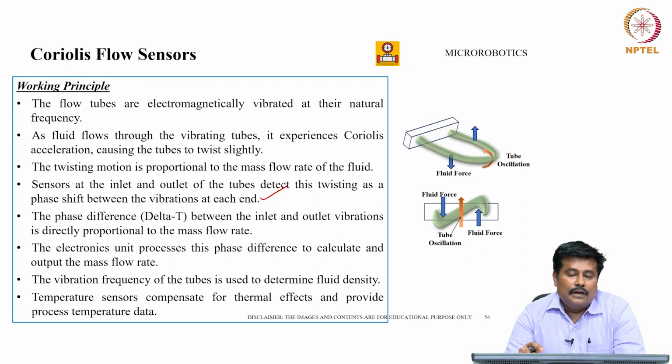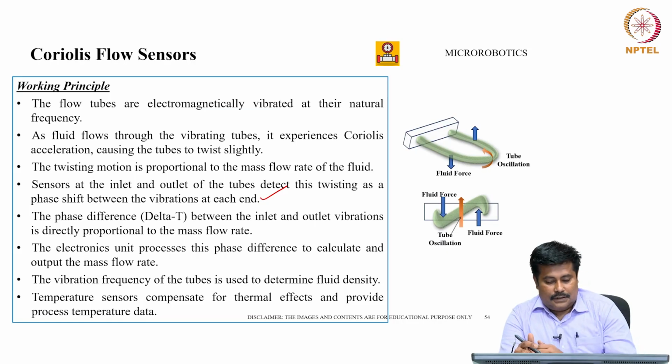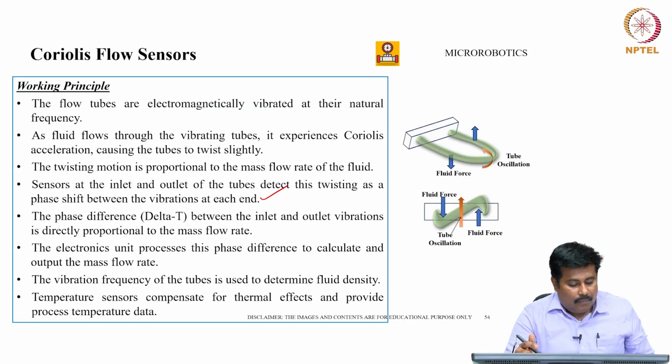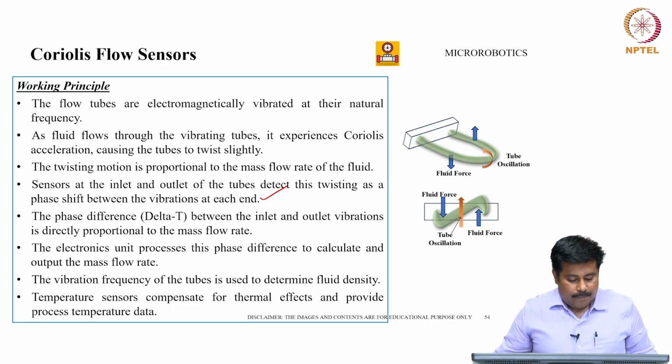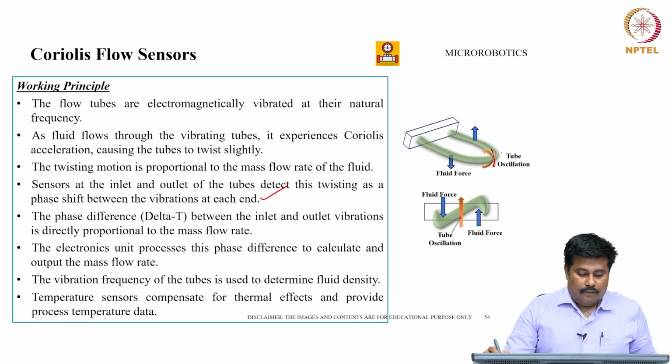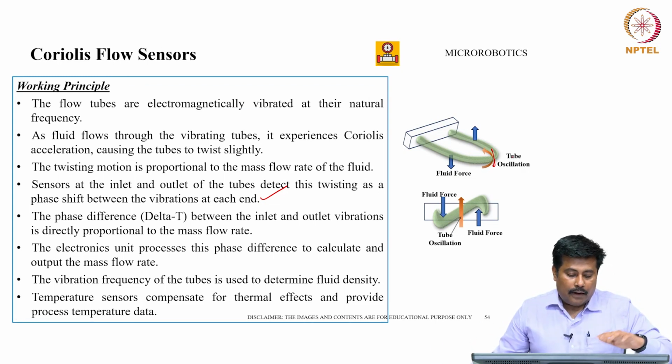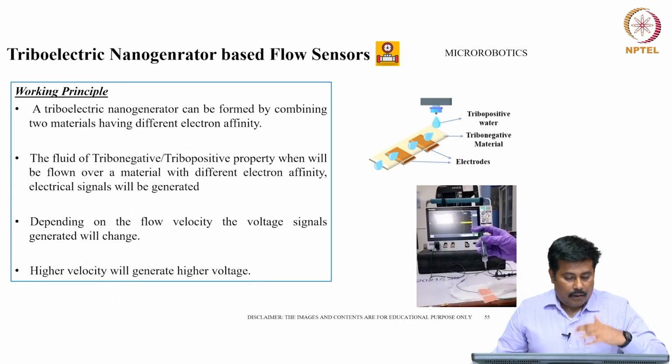at each end. This phase difference, delta T, between the inlet and the outlet vibration is directly proportional to the mass flow rate. The electronics unit processes this phase difference to calculate and output the mass flow rate. The vibration frequency of the tube is used to determine the fluid density. The temperature sensor compensates for thermal effects, and it provides the process temperature data. Ideally, these tube oscillations also help the overall mechanism maintain a uniform flow.